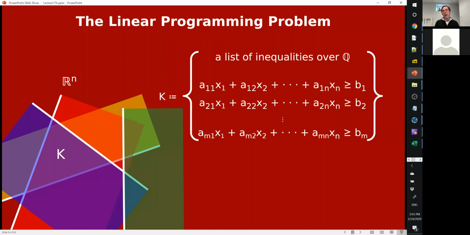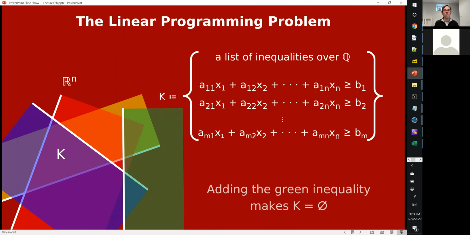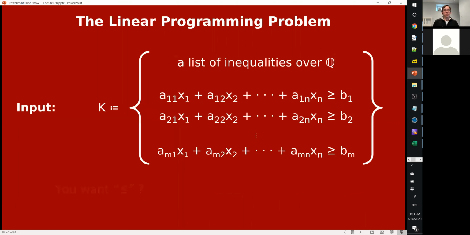Now, sometimes you might have lots of inequalities, but the intersection of all of them might be empty. So I put this green inequality up here. If you look at the green inequality, it misses the triangle that was formerly K. So it's possible that the intersection of all these inequalities leaves nothing. And in some sense, this is the linear programming problem: to tell, is this K the empty set, or is there at least one point in it? Okay, so that's the input.